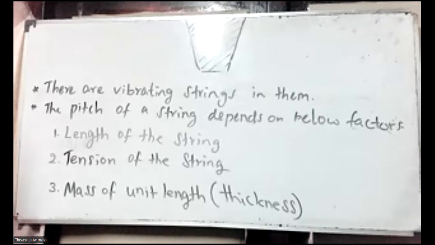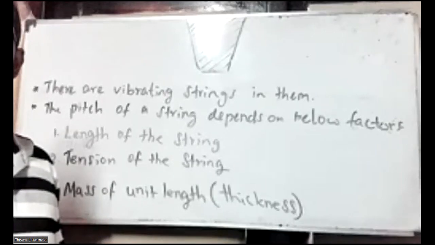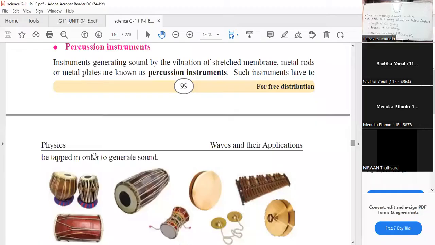Okay, so we'll go to the next property of sound. Sorry, the next musical instrument is the percussion instrument. They have vibrating membranes or plates. Now, different types of drums, then xylophone, cymbal, then there's something called talampata or dancing kannaga. So they are all coming under percussion instruments.